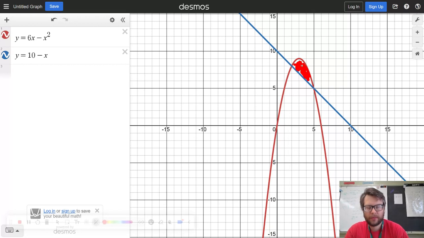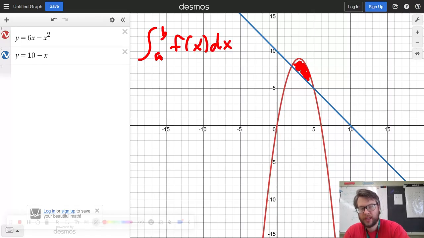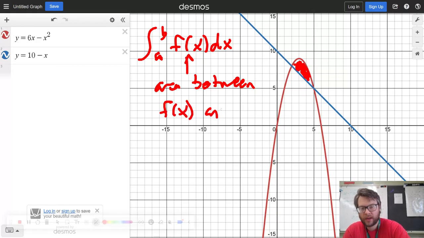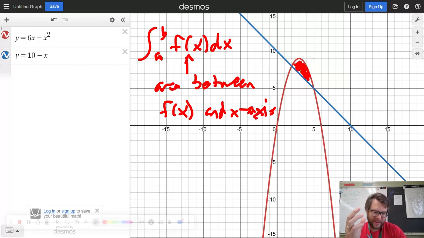And what I want you to remember is that in general, if I did the integral from a to b of a certain function, that's telling me the area between f of x and the x-axis, with the caveat that if it dips below the x-axis, that's negative, and so it kind of counters it out. So sometimes we'll put the signed area in front of that.